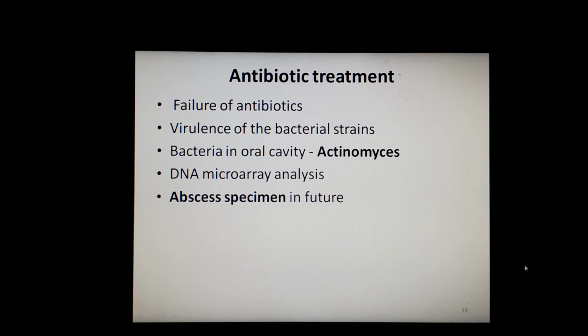And in future, scientists say that an abscess specimen might be sent not for culture and sensitivity testing but for DNA microarray analysis. So in that way you can identify the appropriate antibiotic treatment; this is how it is done.